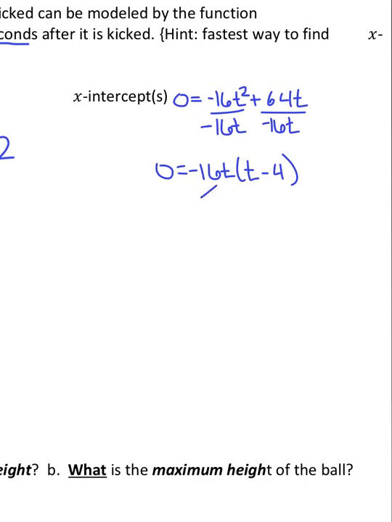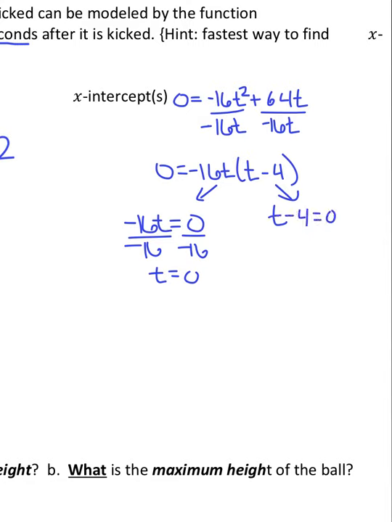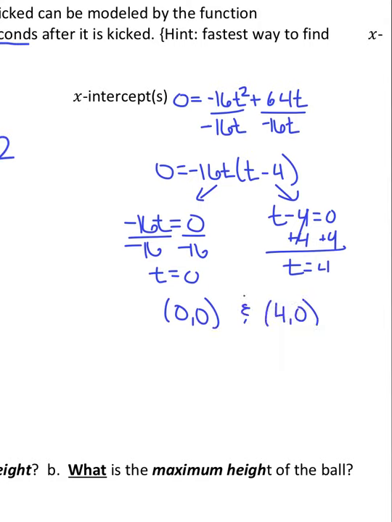Right, and then we're going to solve. We're going to do our 2 things here. So we have negative 16t equals 0. Divide both sides by negative 16. t equals 0. And then we have t minus 4 equals 0. Add 4 to both sides. t equals 4. So my x-intercepts are the origin and 4, 0, right? Because t is my x. We're looking for when y is 0. So those are my x-intercepts for this modeling.